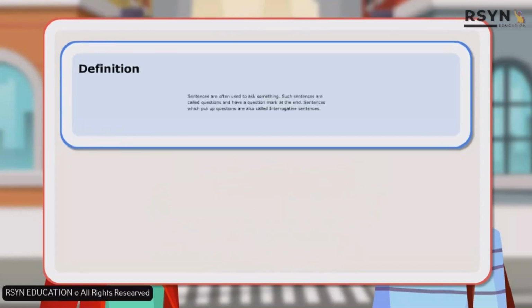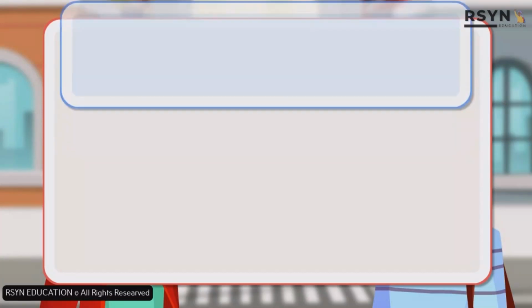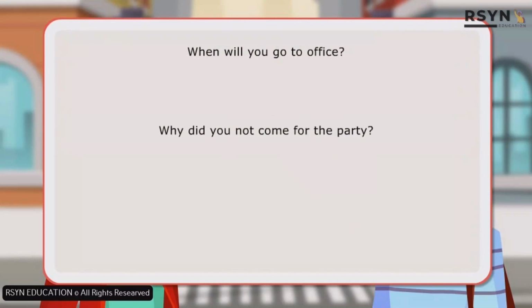Definition. Sentences are often used to ask something. Such sentences are called questions and have a question mark at the end. Sentences which put up questions are also called interrogative sentences. Let us look at few sentences. When will you go to office? Why did you not come for the party? Should I go to the doctor?